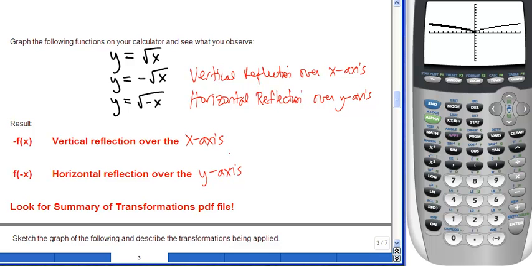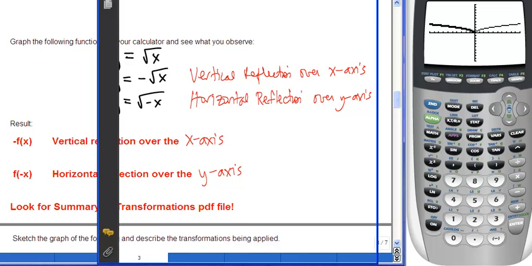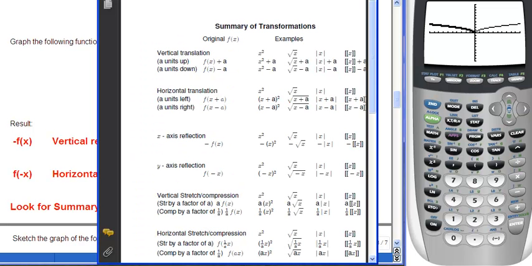So in your D2L, there should be a PDF file labeled Summary of Transformations. This is what it looks like. And it just lists all of these different types of transformations that we've talked about and what they might look like for some of our more common functions like x squareds, square root of x's, absolute values, and greatest integers.